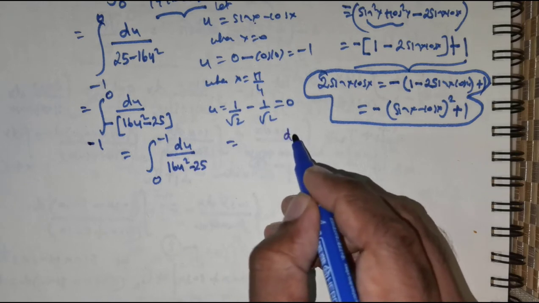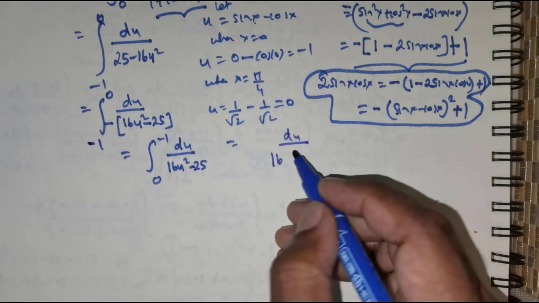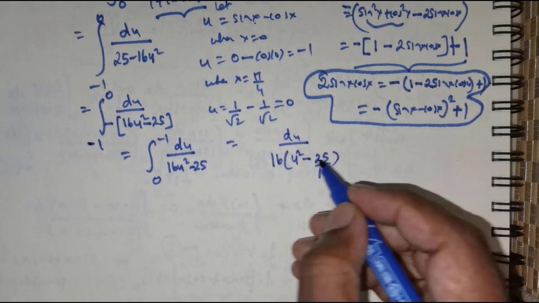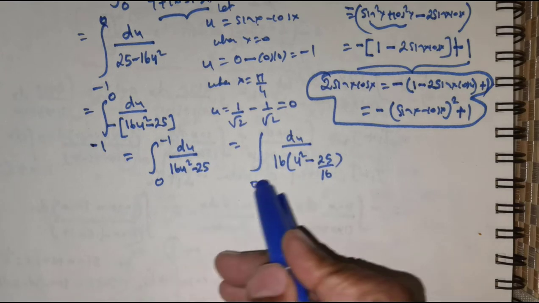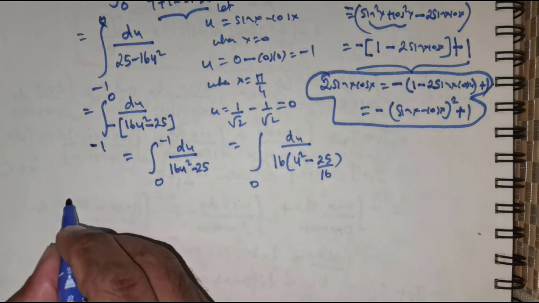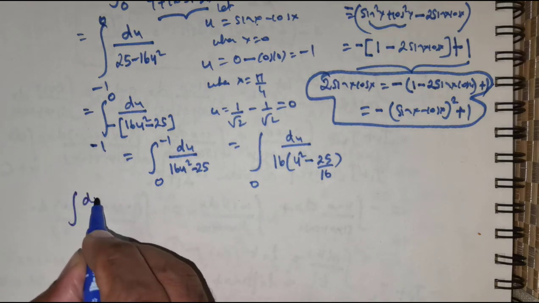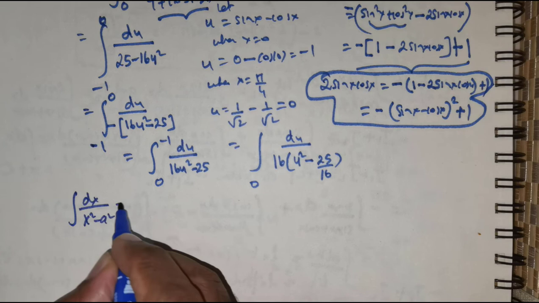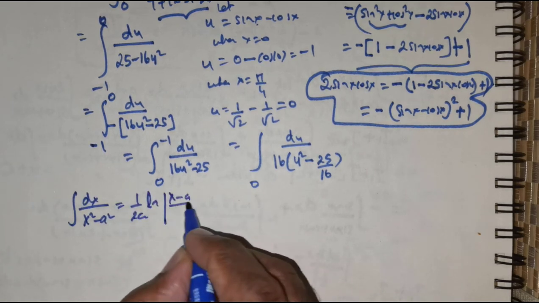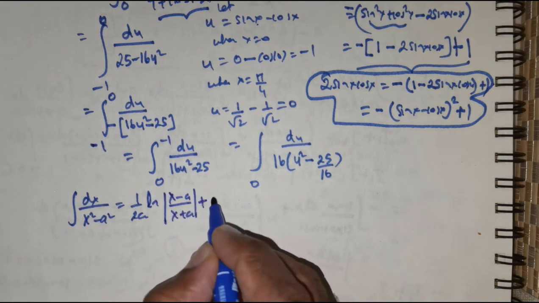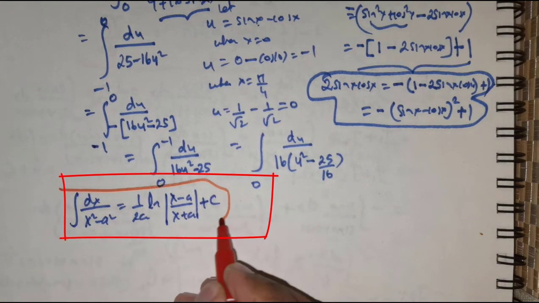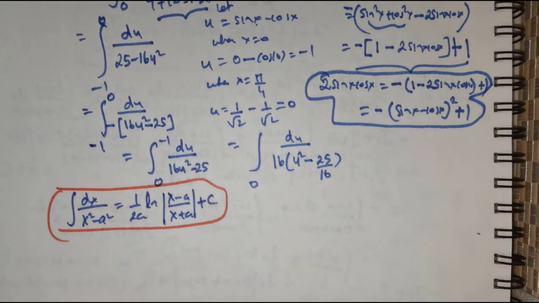So if I were to take 16 out, let me rewrite it like this. If I were to take 16 out, this is going to be 16 of u squared minus 25 over 16. This is what I've got. Now I actually reverted the integral mainly because I wanted to use this formula, which is as follows. Integral dx over x squared minus a squared is equal to 1 over 2a ln of (x minus a) divided by (x plus a), plus an arbitrary constant c. So because I wanted to use this formula, I performed the flip.